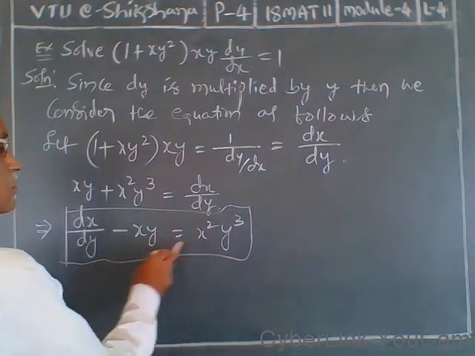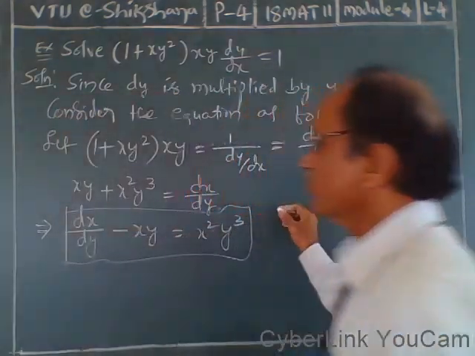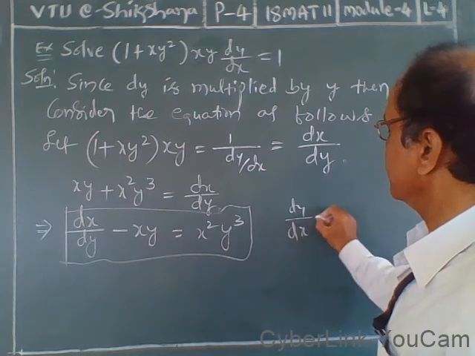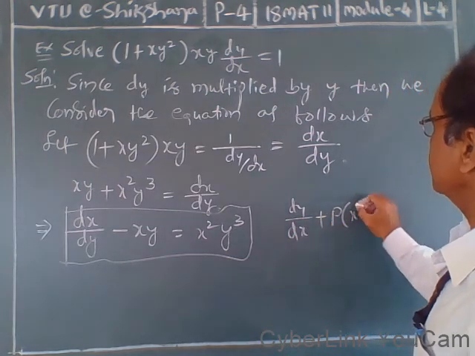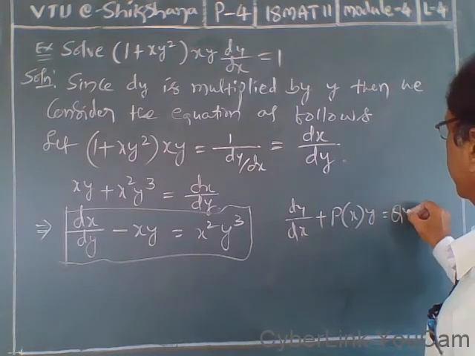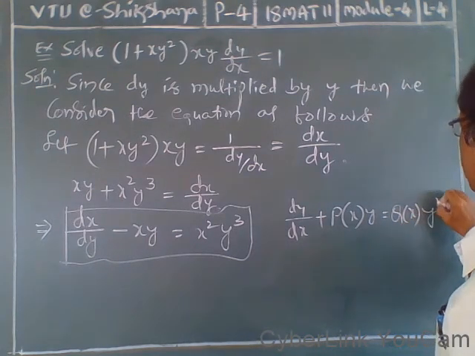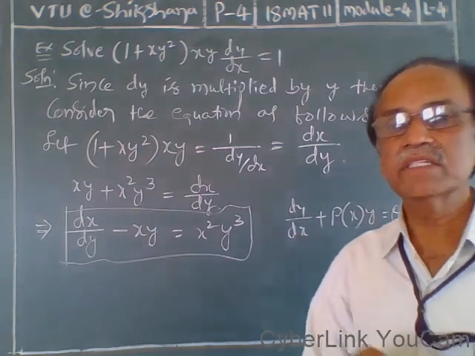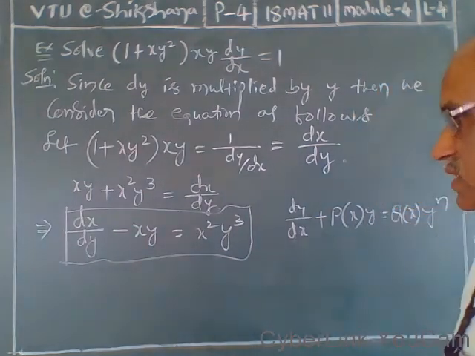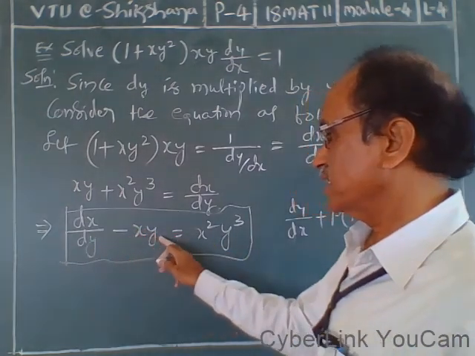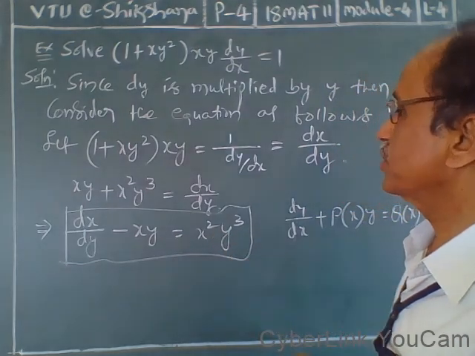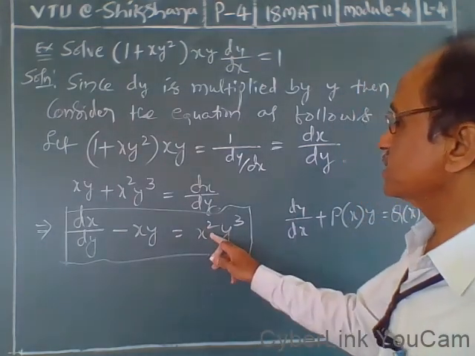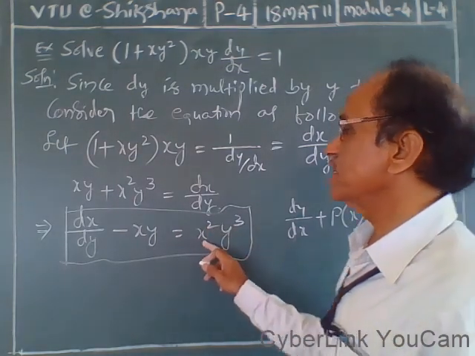Therefore, we have to do the division throughout not with respect to y, because in the previous problem we discussed the form dy by dx plus p of x into y is equal to q of x into y to the power n. That was non-linear with the power y to the power n, that means more than first degree of y was there. Therefore, dx by dy minus x into y is equal to x square into y cube. This is non-linear in x, that means the x degree is 2. So this term should be removed.